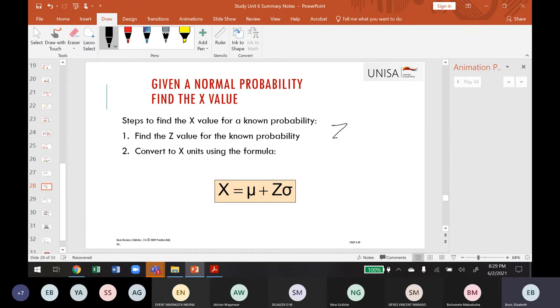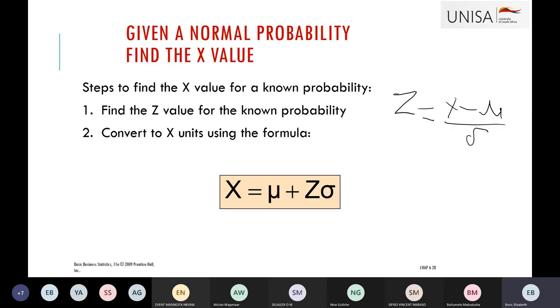Since we know our Z value, you will not be given this equation. Z is X minus the mean divided by the standard deviation. If we are not given X, then we must make X the subject of the formula. Multiplying Z by sigma equals X minus the mean. We take the mean to the other side and it becomes positive, so mean plus Z times sigma is equal to X. You just need to know how to change the subject of the formula.